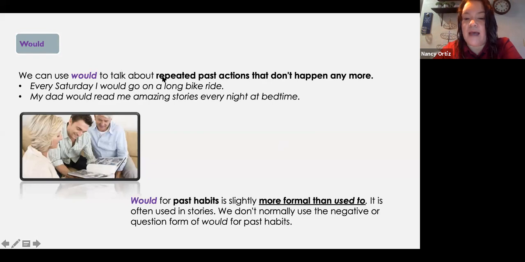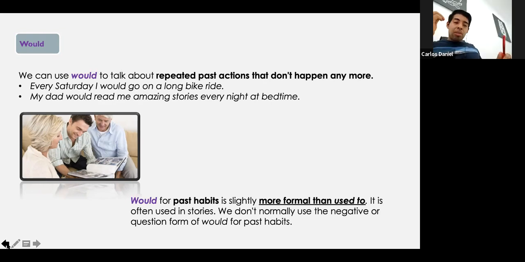Now, "would" for past habits is not very used, at least in normal speaking, because it's more formal than "used to." It is possible for past habits, but it is often used in stories. We don't normally use the negative or the question form of "would" for past habits. In this case, we use "did you used to" in a question, or "I didn't used to." That's one of the biggest differences here. For negative and question, we prefer "did you used to" or "I didn't used to." "No, I wouldn't" you can find it, but it's not very normal.